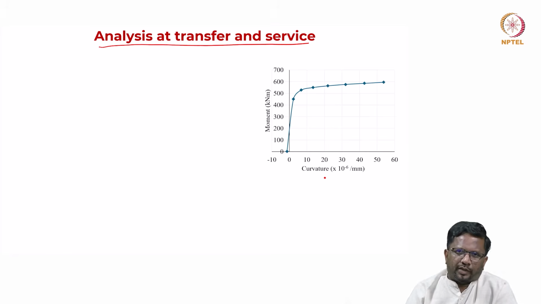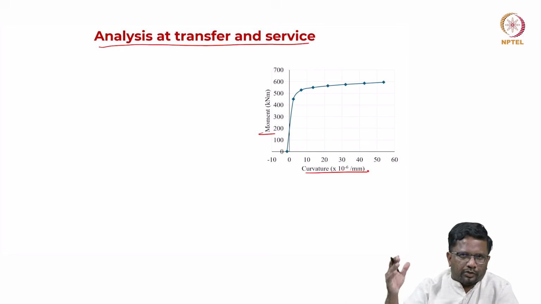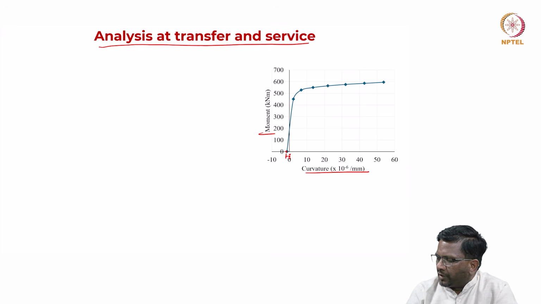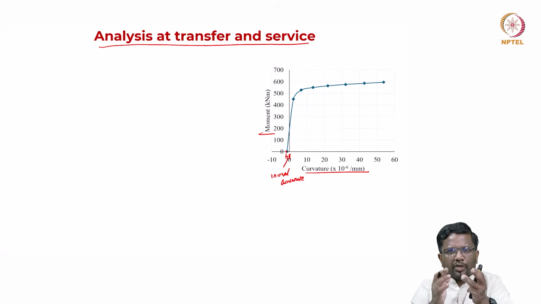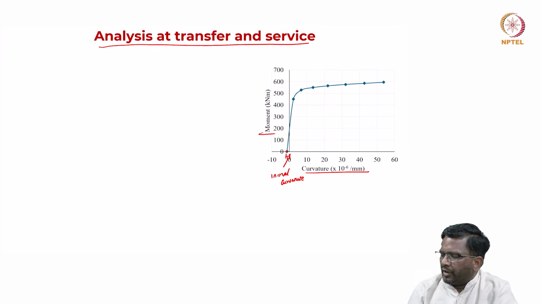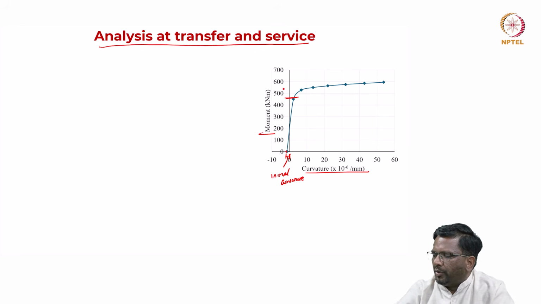So we are going to study in the next class how you do the section analysis to establish this moment versus curvature behavior. So if you do that for a pre-stress concrete system, you will have something called initial curvature. This is an initial curvature, which will be negative because of the pre-stress you apply, the beam is going to have a camber. Typically it will bend upward, right, for a simply supported case when you apply pre-stress.